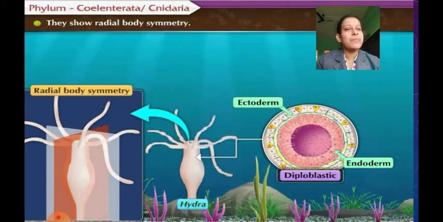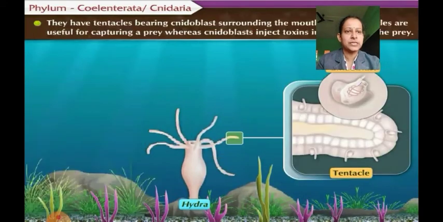Then about their germ layers. Now they have diploblastic germ layers. That means two layers only, that is ectoderm and endoderm. They do not have the presence of a coelom, as I have mentioned to you. So they are acoelomates.